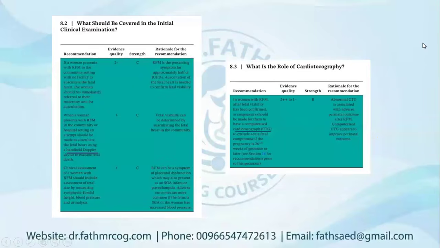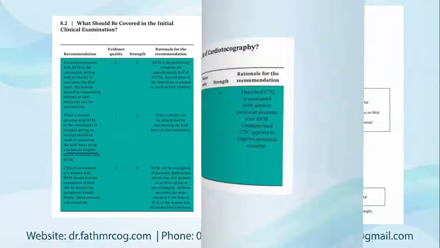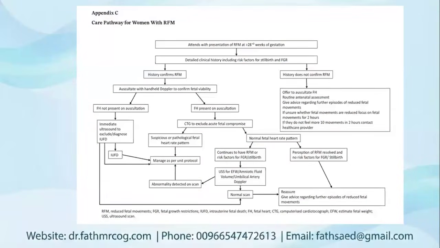Come to this part. What is the role of cardiotocography? In women with reduced fetal movement after viability has been confirmed, arrangements should be made for them to have a computerized cardiotocography to exclude acute fetal compromise, if the pregnancy is 26 plus 6 weeks of gestation or later. There is no recommendation prior to this gestation. That means here I will do the CTG. If the patient is 31 weeks and she comes with this, I will do CTG. And this is their recommendation.